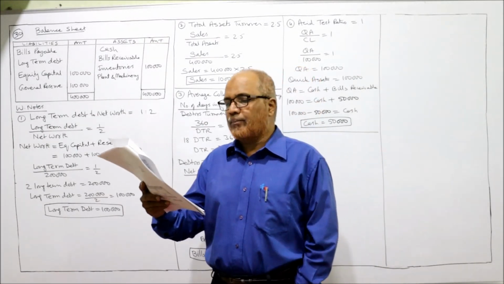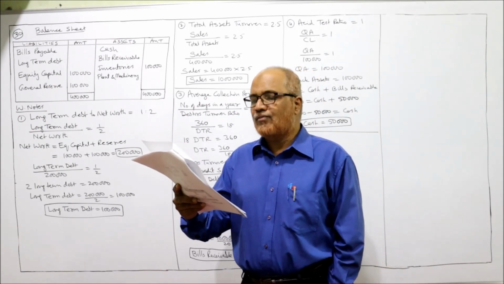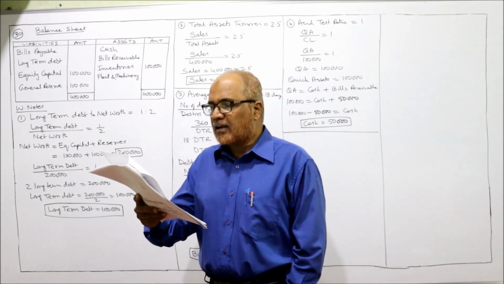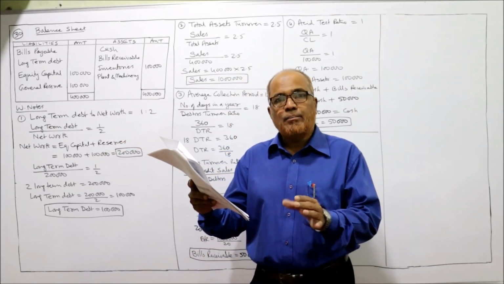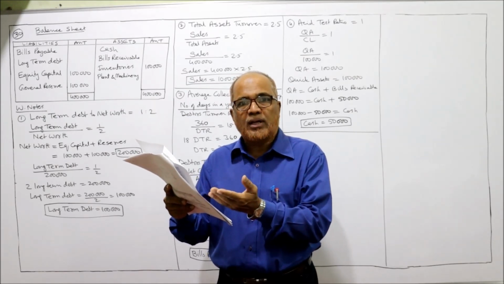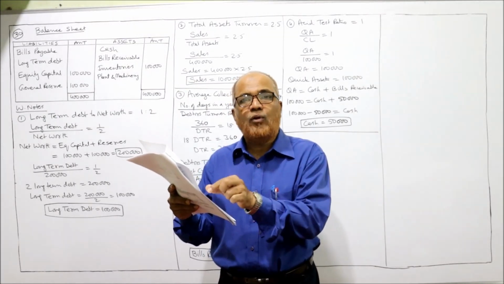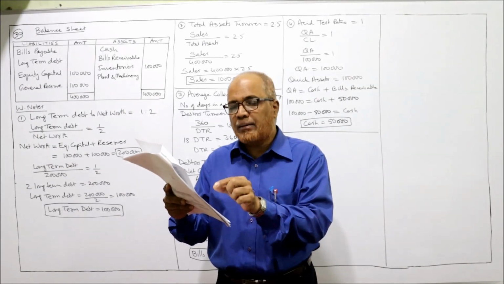Now 30th problem. The following data relate to Star Limited for the year 2014. Using the data, fill up the blank balance sheet. So for the first time, a balance sheet is also given in the problem. In the balance sheet, all the values are not given. Few values are given and few values are missing, and you have to fill up the missing balance sheet.